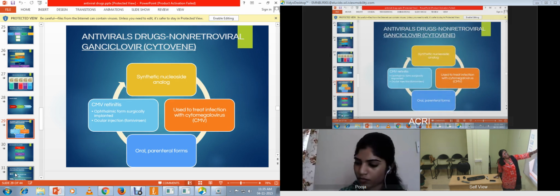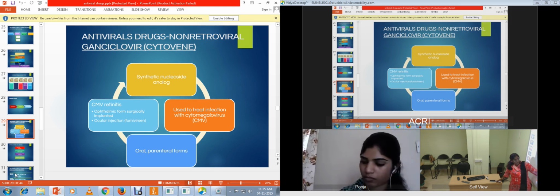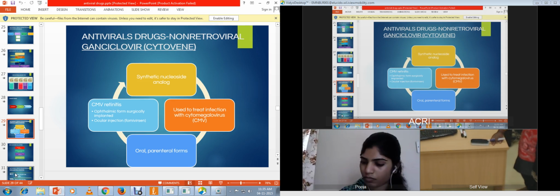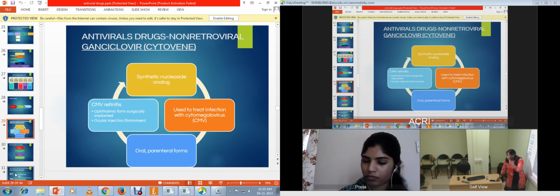Next is ganciclovir, available under the trade name Cytovene. It is a synthetic nucleoside analog used to treat cytomegalovirus. It is available in oral and parenteral forms. It is used for cytomegalovirus retinitis, as an ophthalmic form, because this particular virus affects your eye. An ocular injection is available, and there is also an ophthalmic implant which is surgically placed inside the eye so that it releases the drug for a continuous period of time, fine.